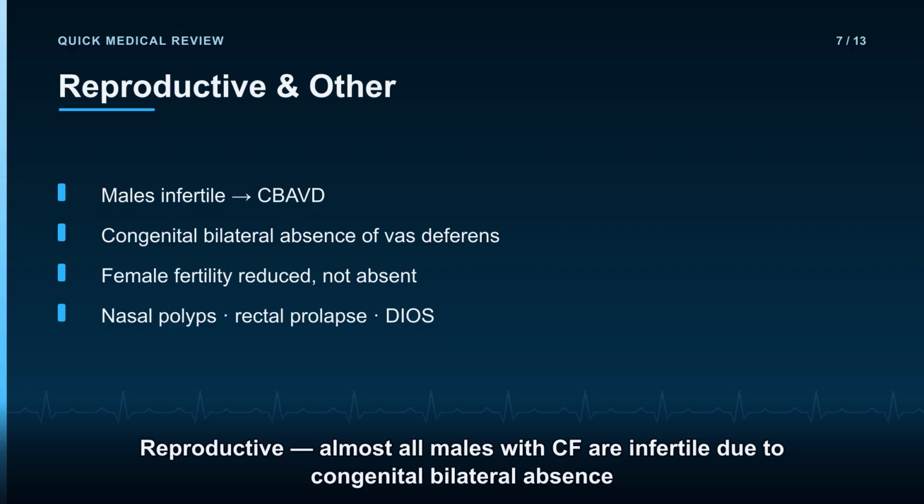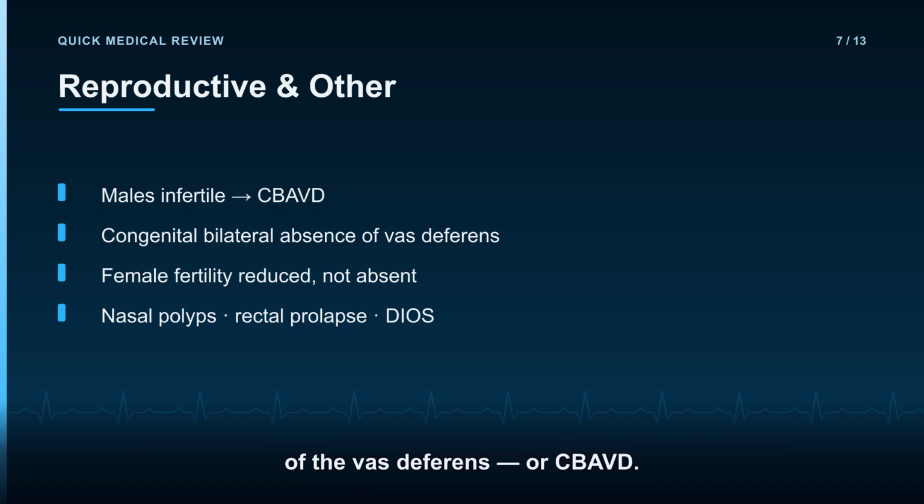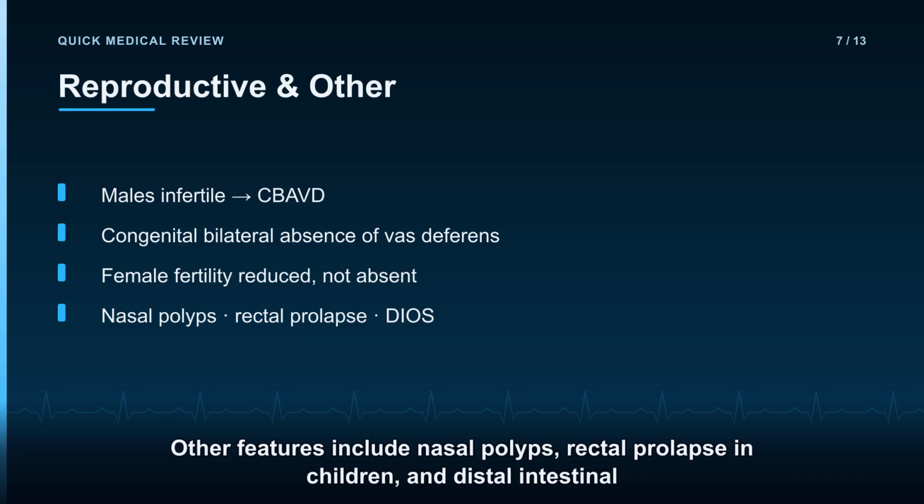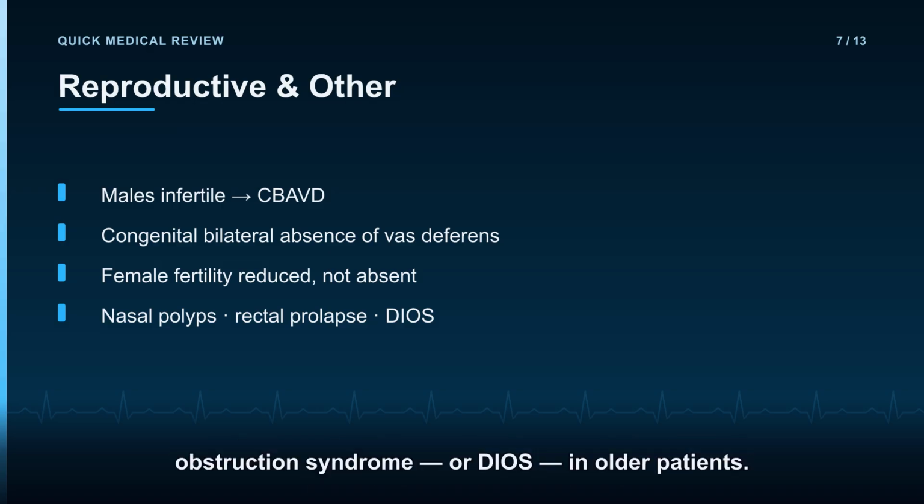Reproductive: almost all males with CF are infertile due to congenital bilateral absence of the vas deferens, or CBAVD. Female fertility is reduced but not absent due to thick cervical mucus. Other features include nasal polyps, rectal prolapse in children, and distal intestinal obstruction syndrome, or DIOS, in older patients.